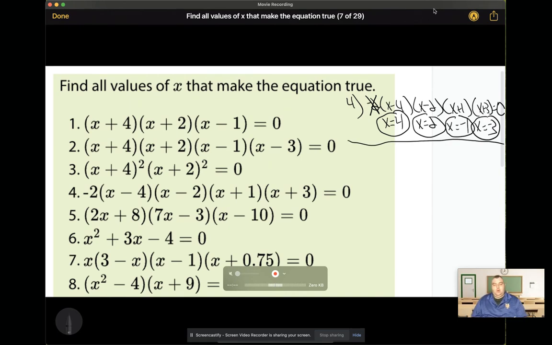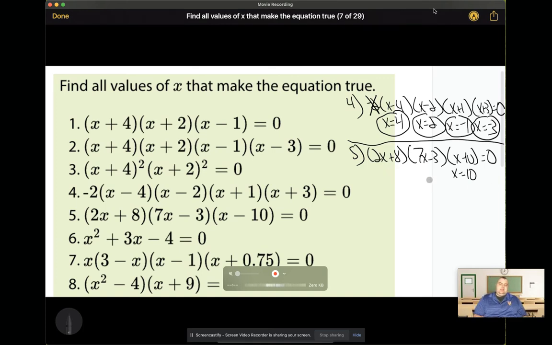So that's number 4. Number 5, I have 2x plus 8, I have 7x minus 3, and I have x minus 10 equals 0. This one is different because notice these have leading coefficients other than 1. I have 2x and 7x. This one's easy because the x-intercept here is going to be x equals 10.